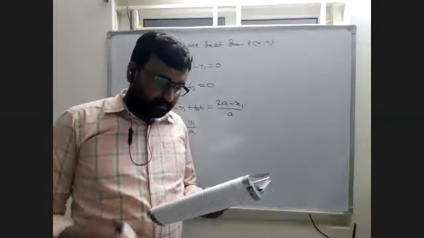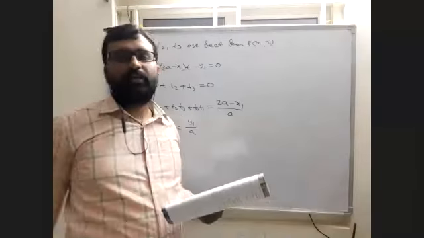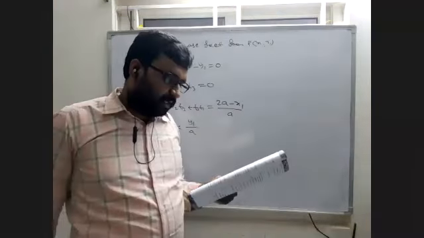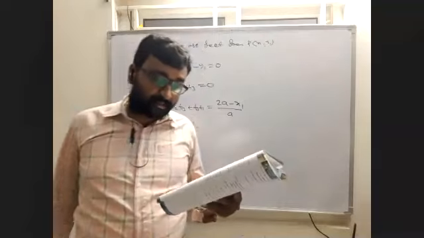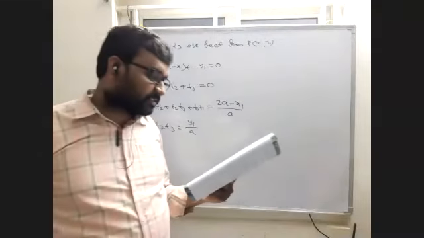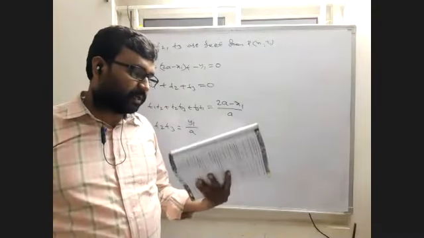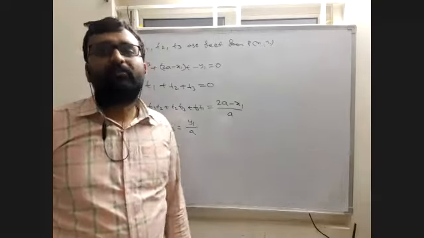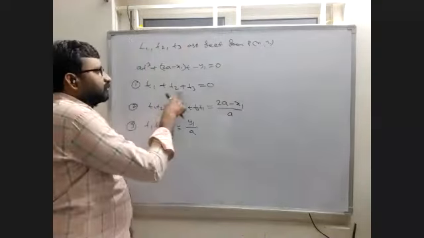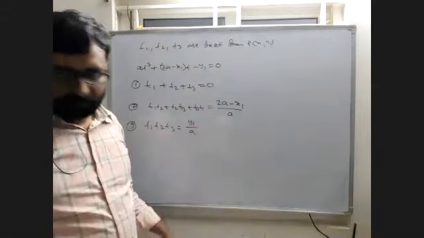And next, at most how many normals can we draw? 3 normals. This we already know. And the sum of the ordinates of the feet of normals drawn from a point to the parabola is 0, already we know.